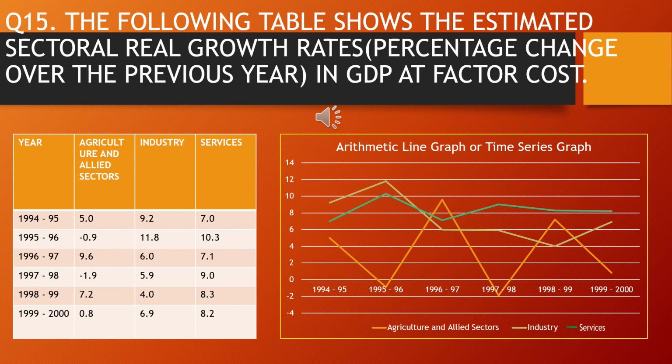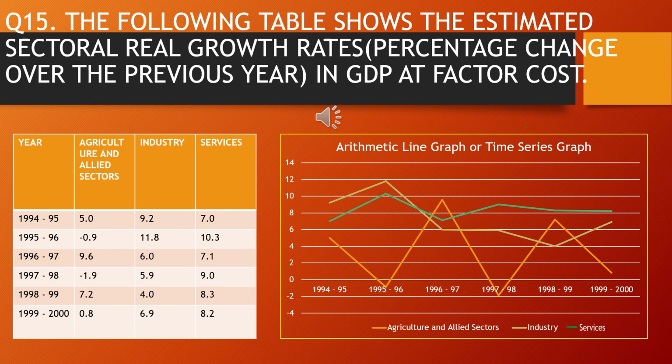Here is the last question of this chapter, question number 15, which says that the following table shows the estimated sectoral real growth rates. This is the percentage change over the previous year in GDP at factor cost. In the table, for the different years, we have the agriculture and allied sectors, the industry and the services. All the percentage changes over the previous year in GDP at factor cost are given in the table.